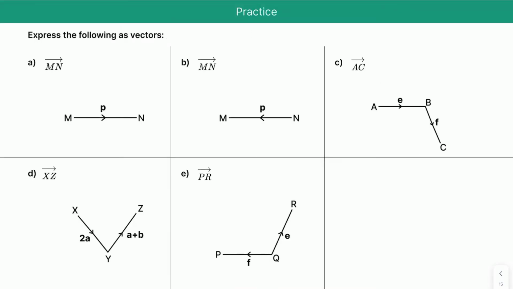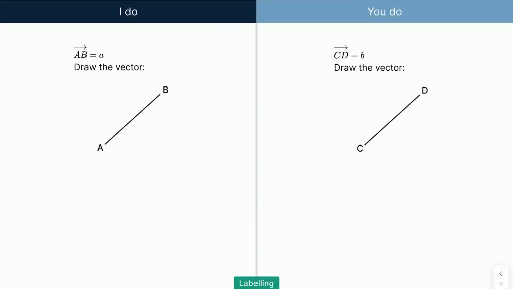So here's some practice questions for you to have a go at. Press pause and have a go. Here are the answers. I've only put the final answers, but make sure you've put the full working out. So for example, here, this would have been P to Q, and then Q to R, and then underneath it, you would have written the vector.